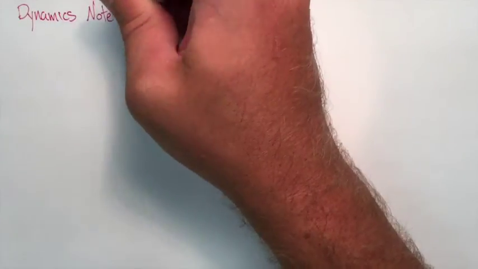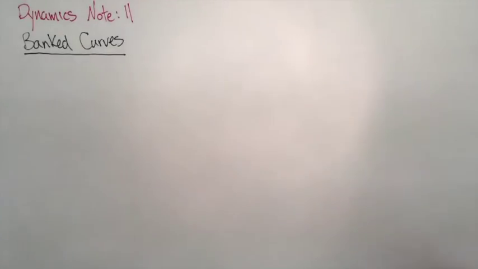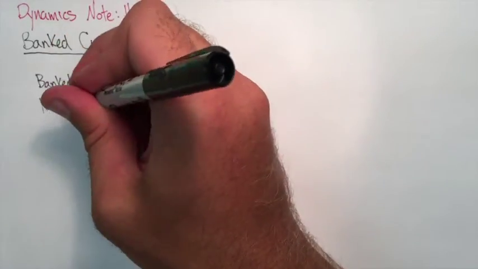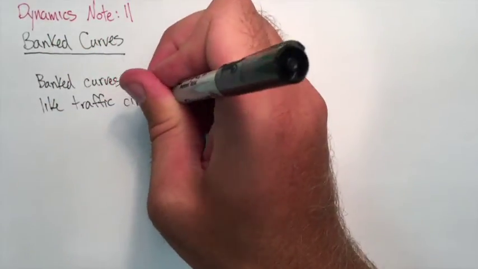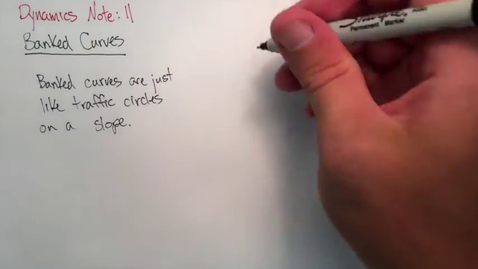Grade 12 Physics, Dynamics Note number 11, Banked Curves. Here we're going to apply circular motion to an on-ramp scenario. So it's basically going to be a car going around a traffic circle, but the traffic circle is going to be on an angle, providing a little bit extra circular, or centripetal, force for that car as it's going around.